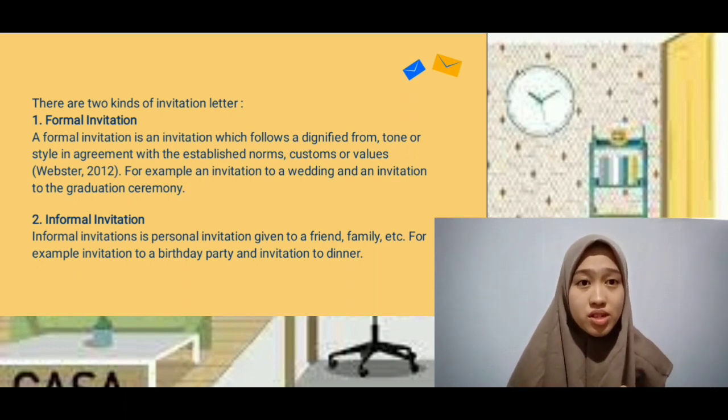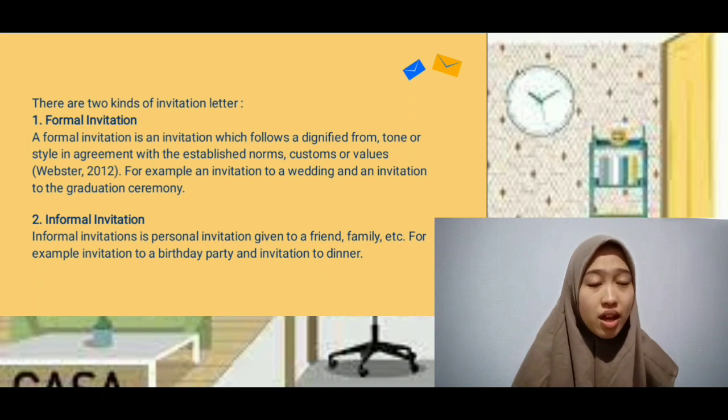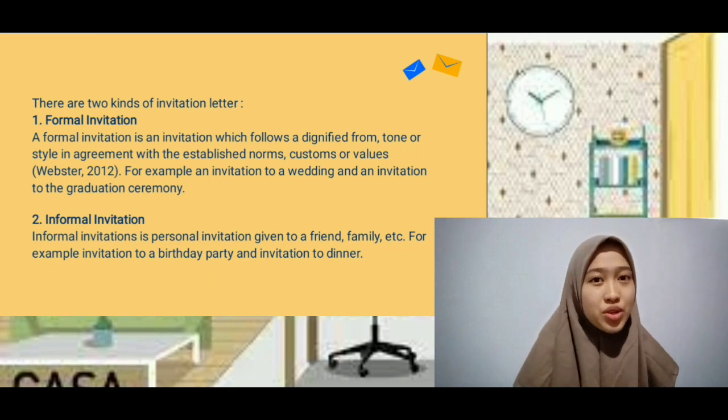But, of course, there is some information that must still be included on the invitation so that the recipient understands its intent and purpose. Informal invitation must at least contain the following information. The first, the sender or organizer of the event. The second, the purpose of the event is held. The third, a number that can be contacted to inform attendance. And for example, invitation to a birthday party and invitation to dinner.